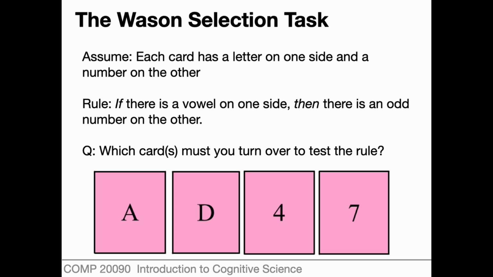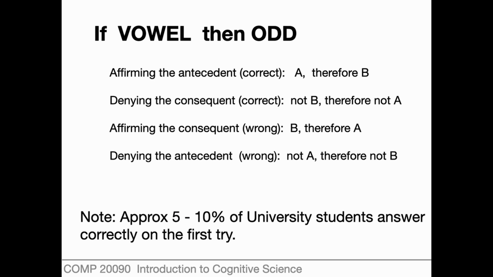Now, we can step through them. And we can first of all express that rule as a proposition of the form, if there's a vowel, then there's an odd number. And we've met our 4 forms of reasoning before that we went through. If P then Q, P therefore Q. That's correct reasoning, modus ponens. The first one would suggest that if there's a vowel, then there's an odd number. So if we see a vowel, we should find an odd number on the back, so we better check.